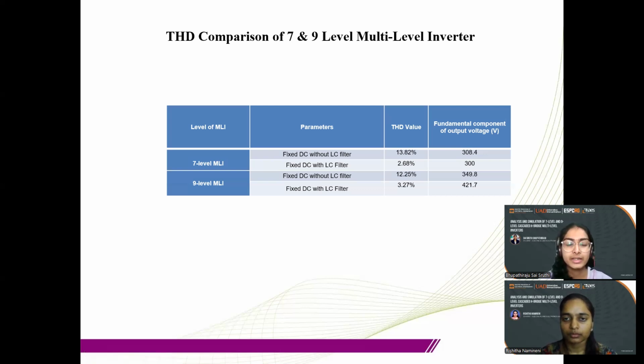For this level shift PWM, we are using a sine wave as the modulating signal. It is also noticed that the THD percentage decreases with the increase in MLI levels, and we have also seen the THD values and the fundamental component of output voltage. We have also reduced the harmonic content by using filters. We also noticed that using filters reduces the THD value to the set acceptable IEEE limits. So with all this, we are able to increase the efficiency of MLI.